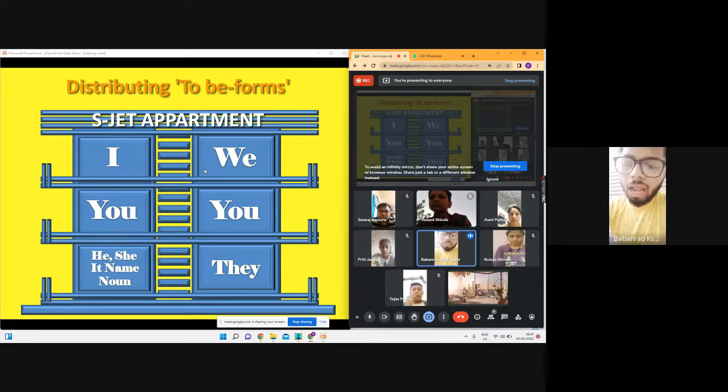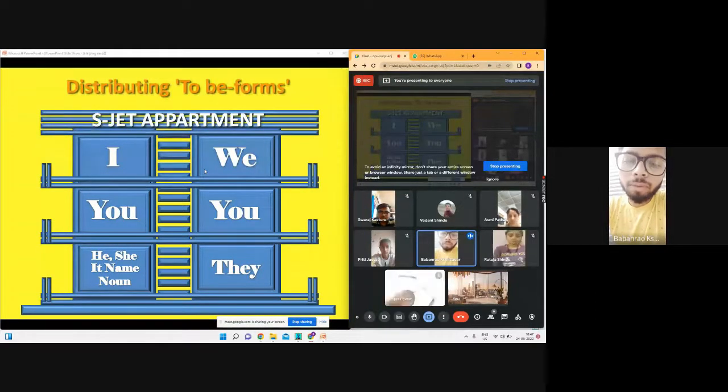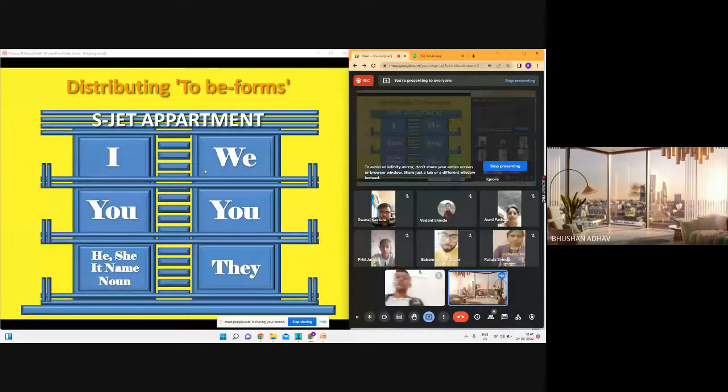Then I shall have been, we shall have been, you will have been, he will have been, she will have been, it will have been, name will have been, noun will have been, they will have been. Absolutely right. Swaraj sir.